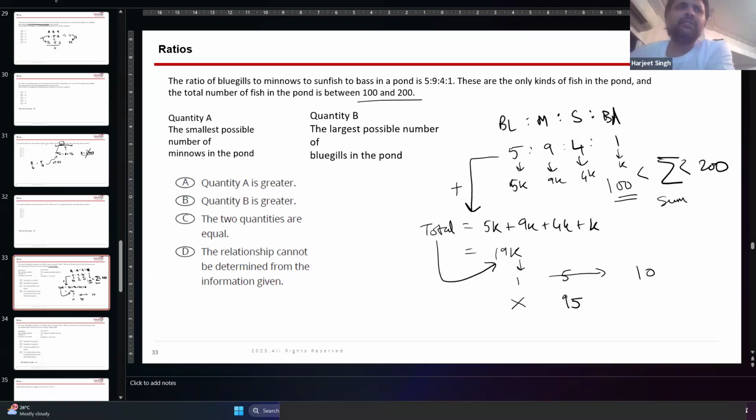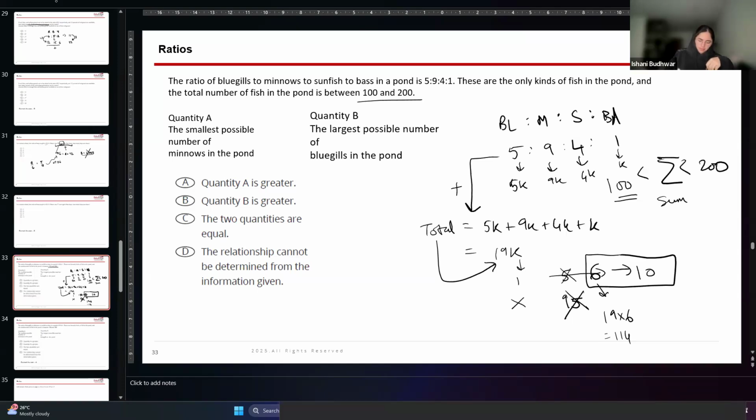95 also cannot be the answer because the total fish have to be more than 100, which means K can be 6. So if K is 6, this total becomes 19 into 6, which is 114. And the maximum K cannot go beyond 10, correct? Because if it becomes 11, then it will exceed 200 fish, which means the range of K is between 6 to 10.